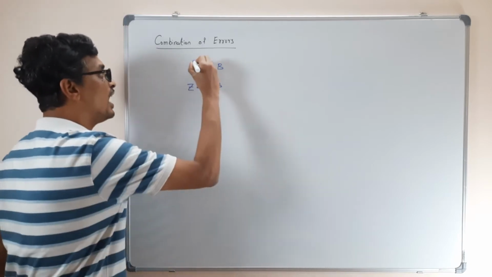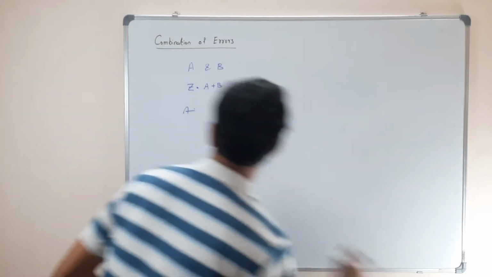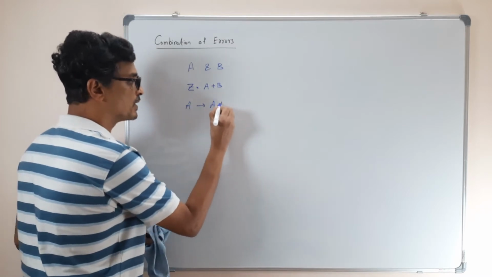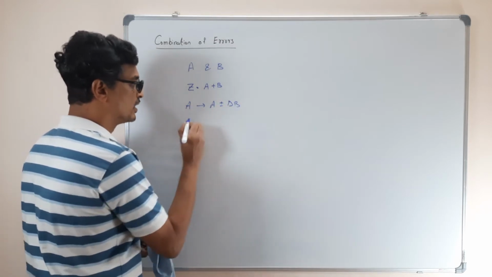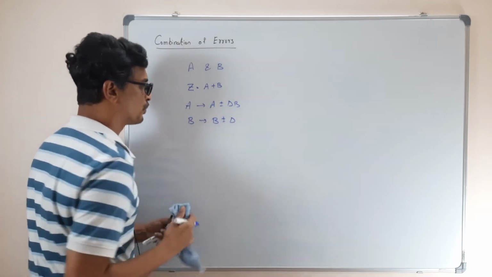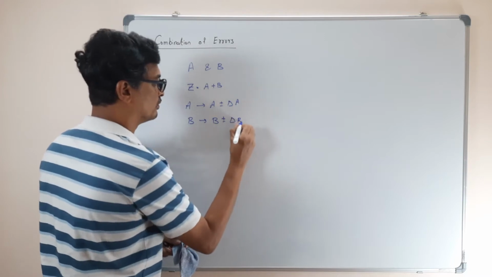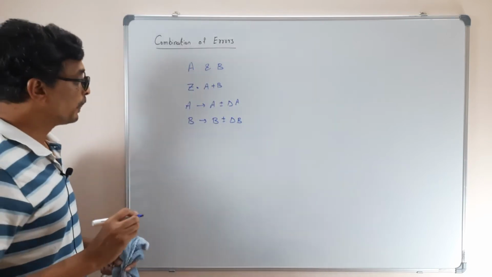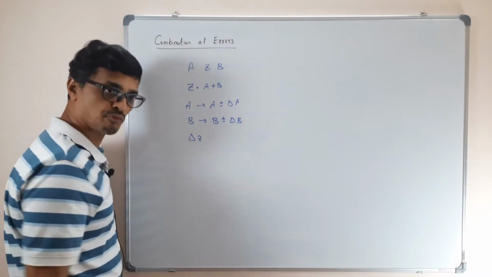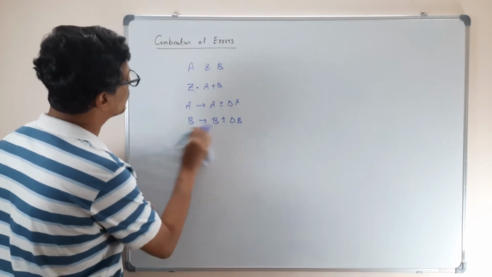Now A will have an error, plus minus delta A. Similarly, B will have B plus minus delta B. Oops, I am telling A and I am writing B. And now the question is, what will be my delta Z?